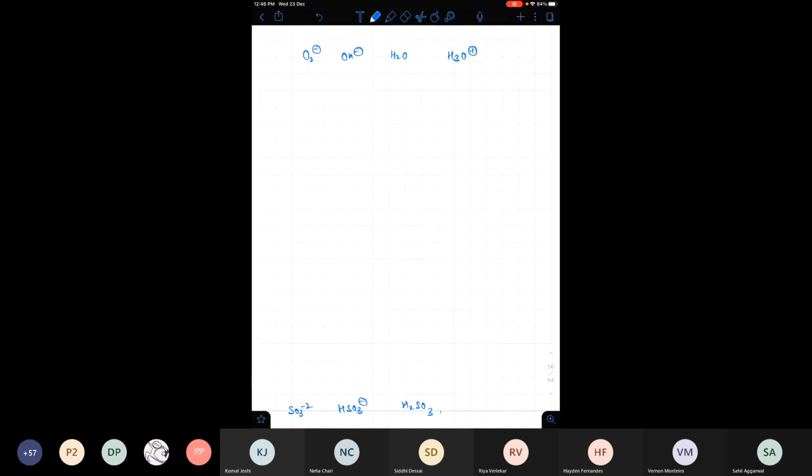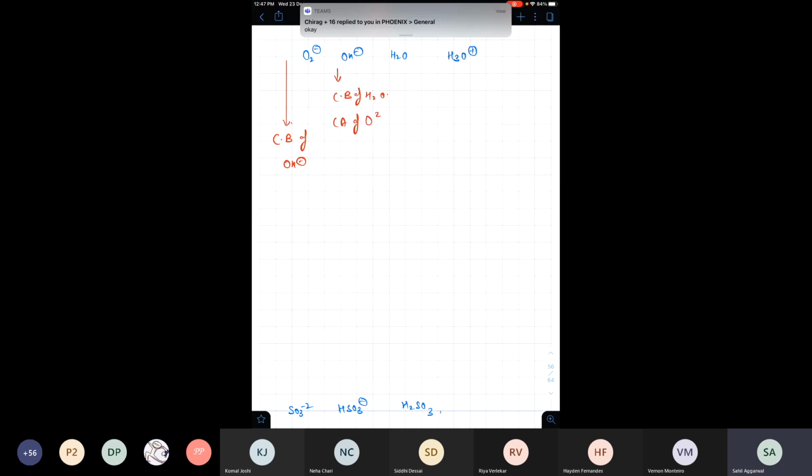What is this, O2 minus? The series won't be given in the question. What is O2 minus? We have to see the immediate case, Chirag. We have to see only one proton change. Conjugate base of OH minus. Conjugate base of water. As well as conjugate acid of O2 minus. Any doubt in this?